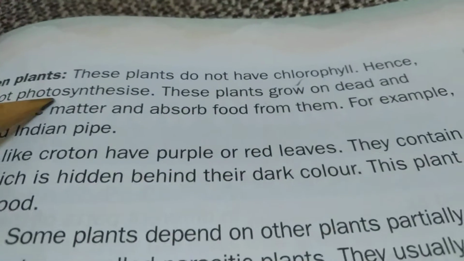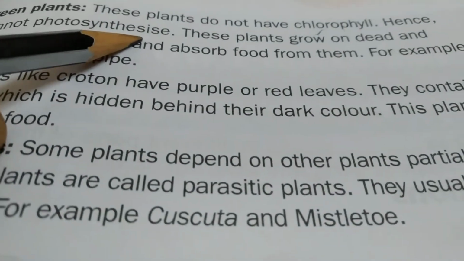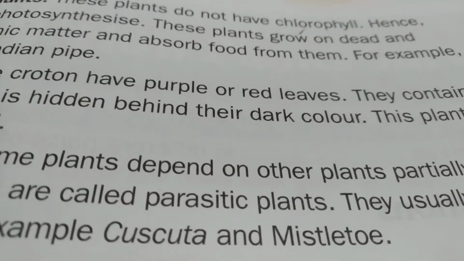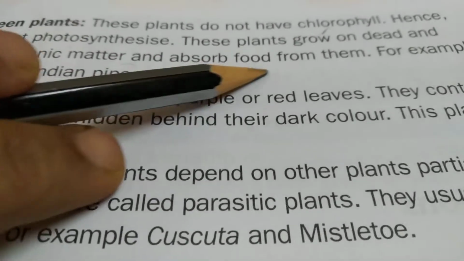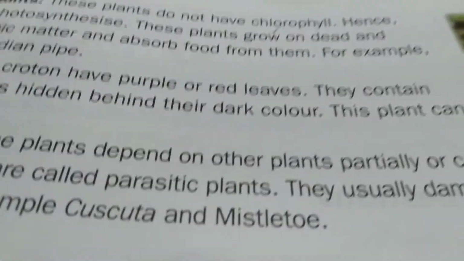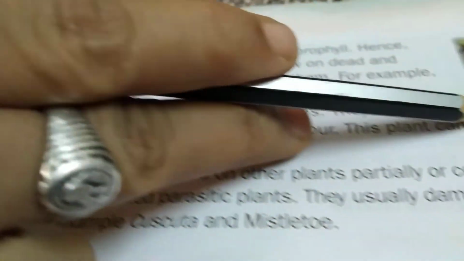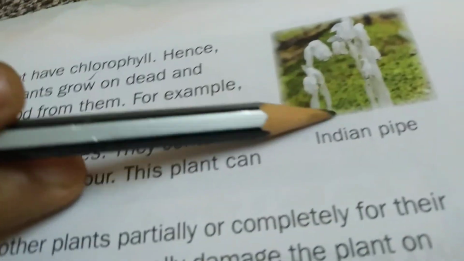Hence they cannot photosynthesize. These plants grow on dead and decaying organic matter and absorb food from them. For example, coral root and Indian pipe. They have given the figure of Indian pipe. See how the plant is, children, totally white.